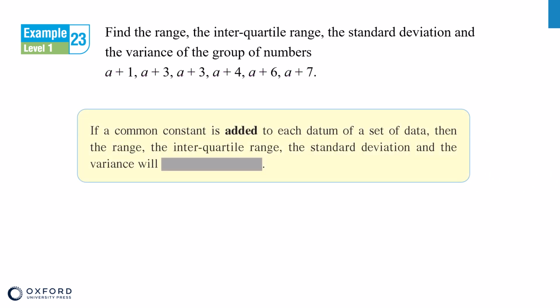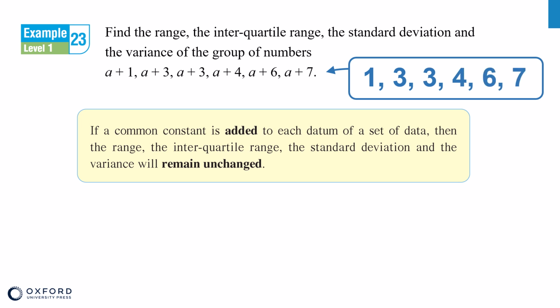Then, do you remember how adding a common constant will affect the measures of dispersion of the group of numbers, including the range, the interquartile range, the standard deviation, and the variance? Yeah, these measures will remain unchanged. That means we may simply use the group of numbers with the common constant a subtracted from each of the numbers, that is 1, 3, 3, 4, 6, 7, to find the answers.